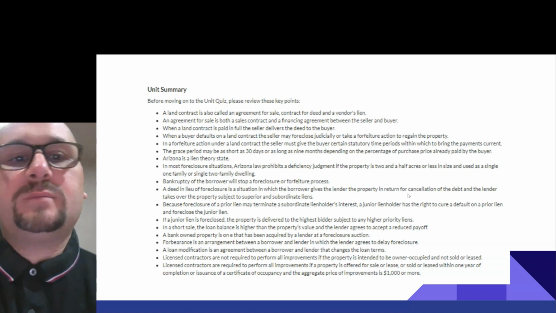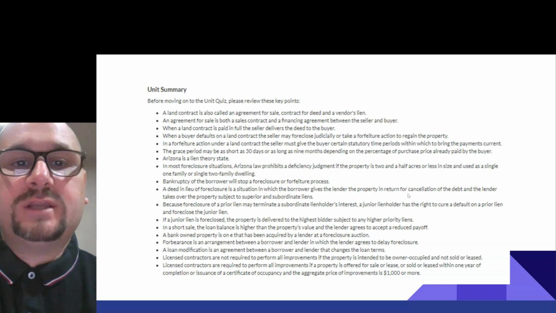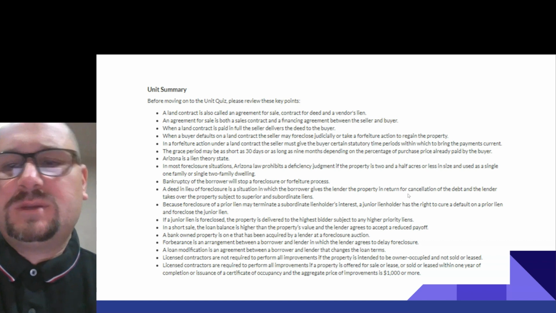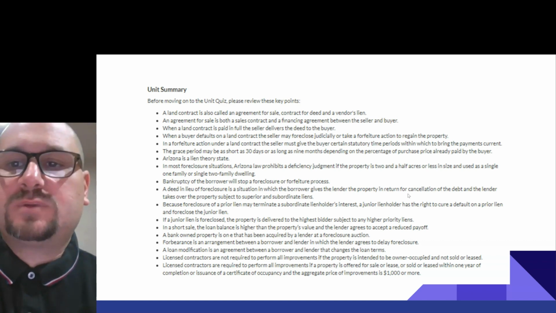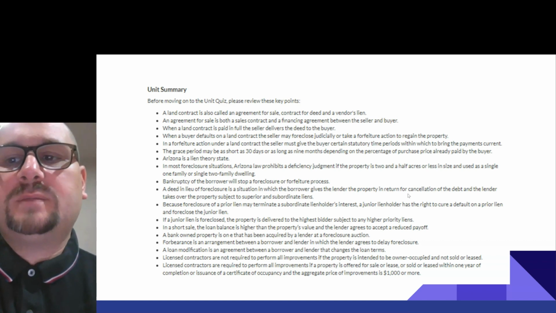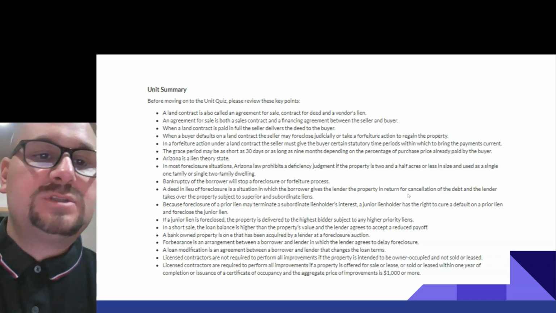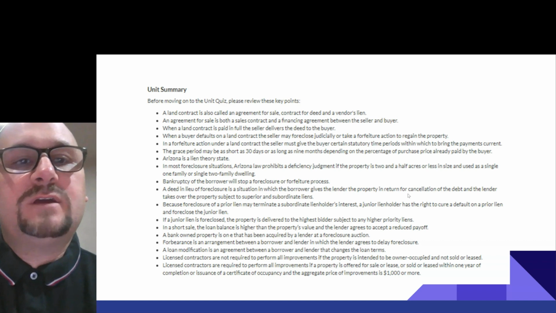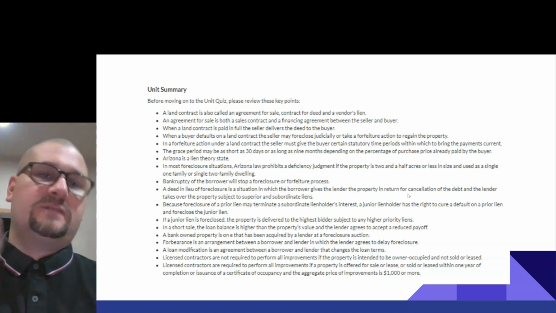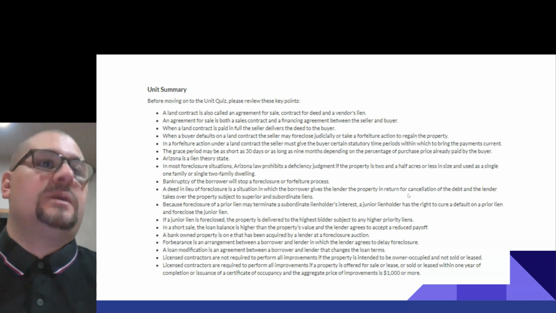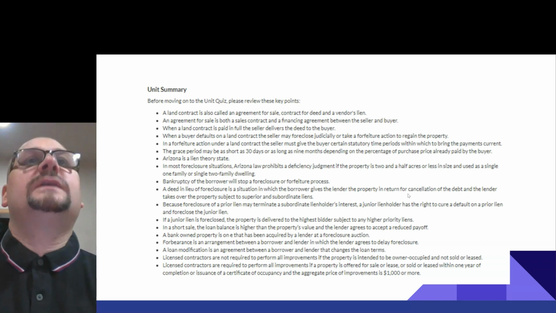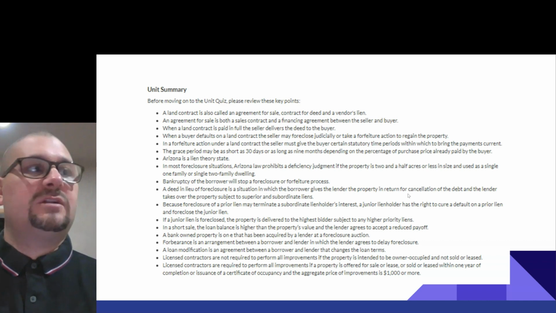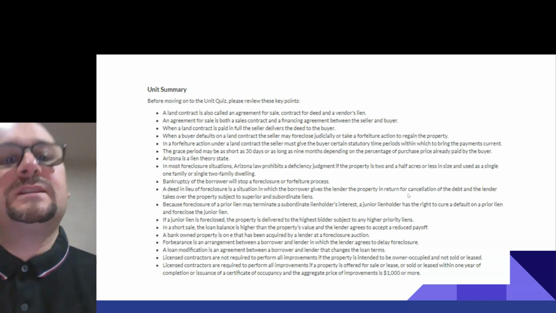The grace period may be as short as 30 days or as long as 9 months, depending on the percentage of purchase price already paid by the buyer. Arizona is a lien theory state. So we have lien theory and we have title theory. Think about Arizona. It starts with an L. L is lien theory. Is it title theory? No, it's lien theory.